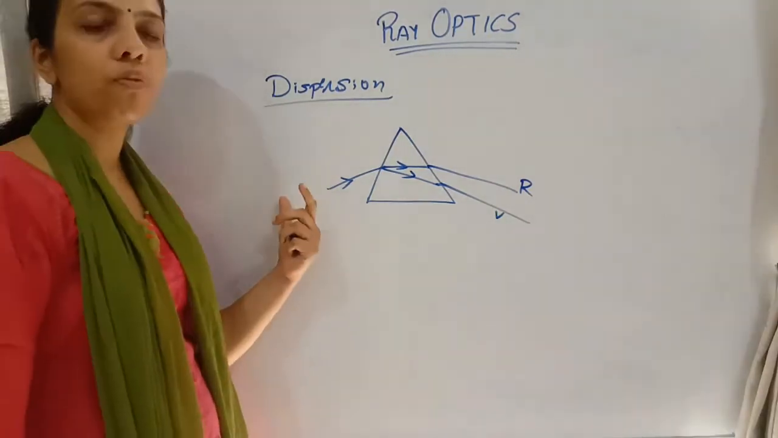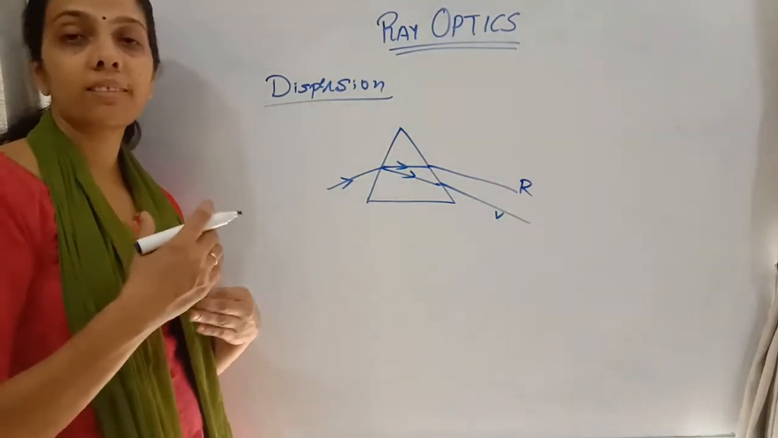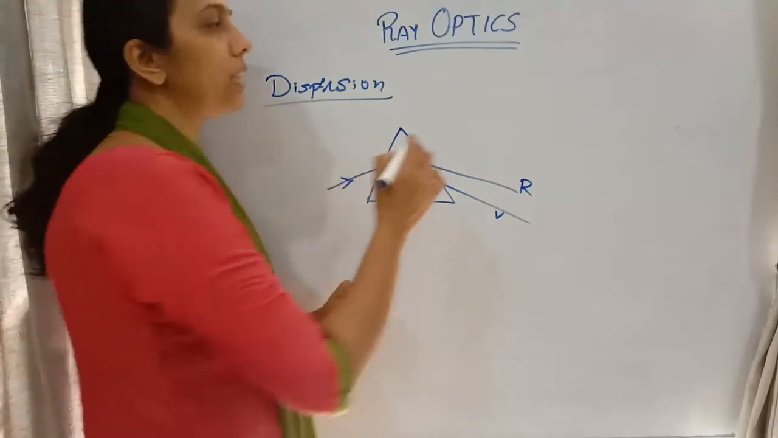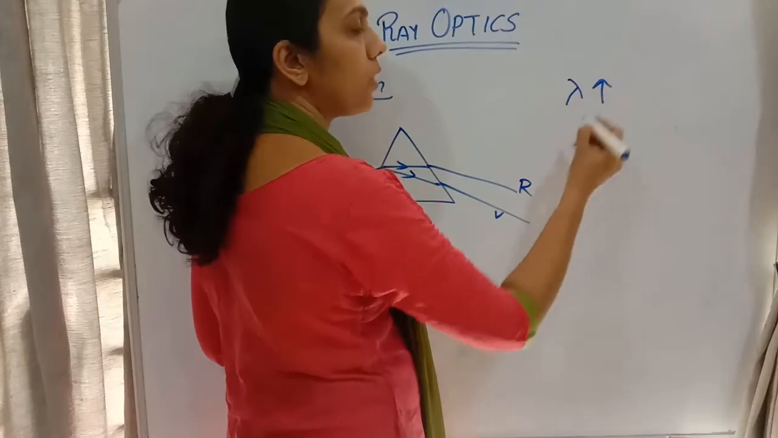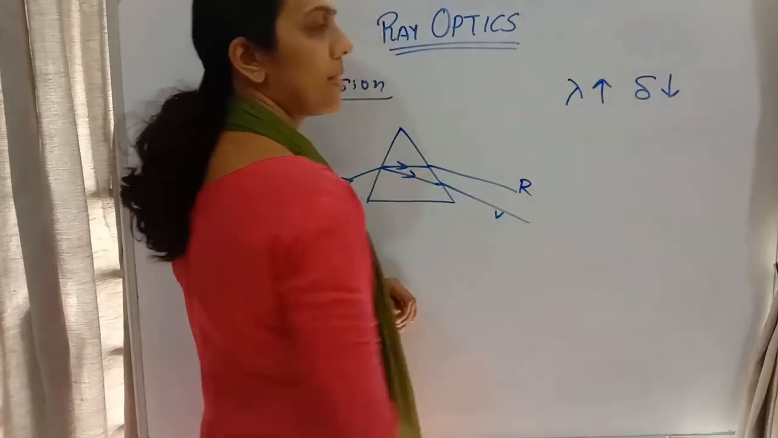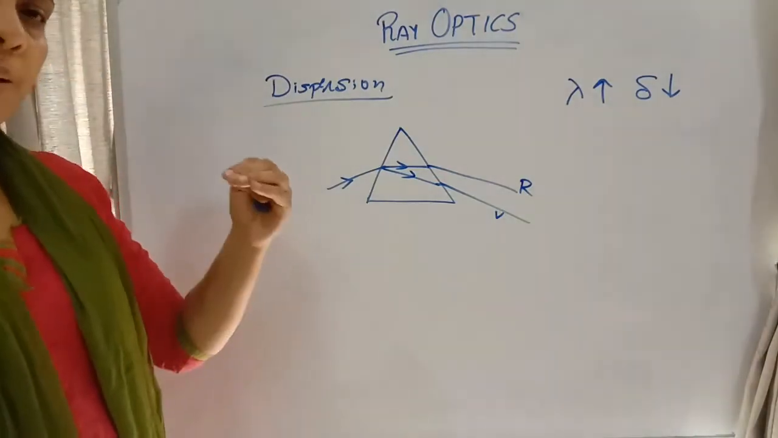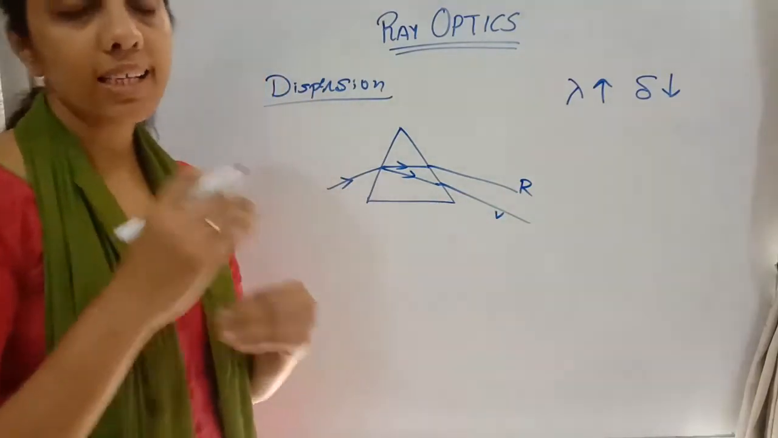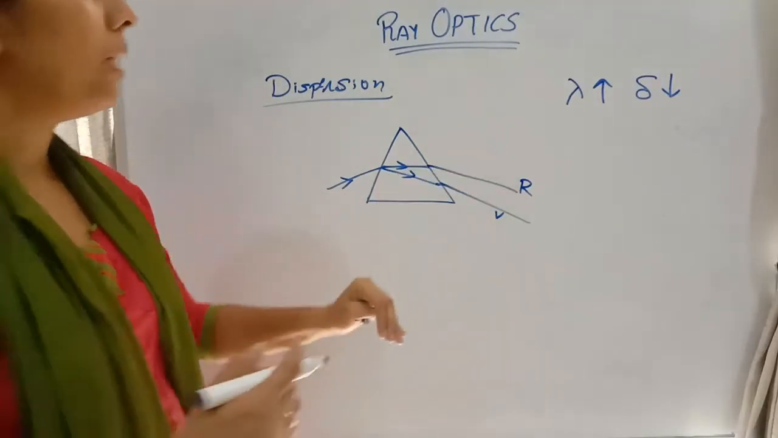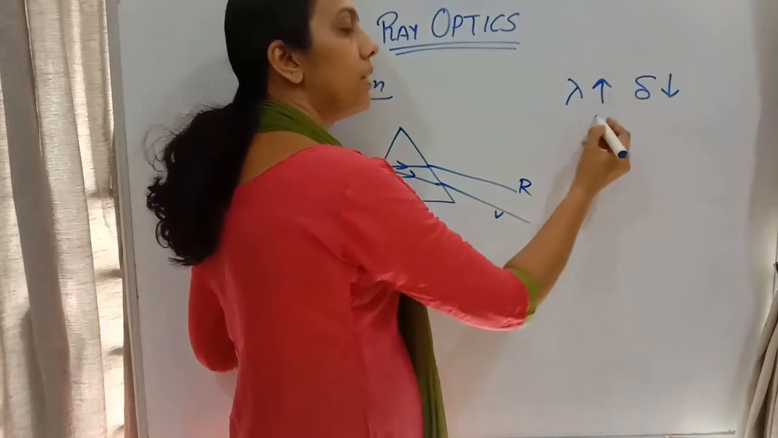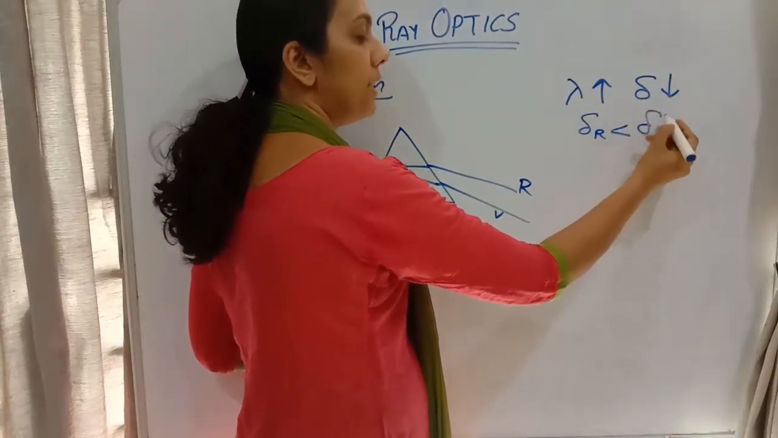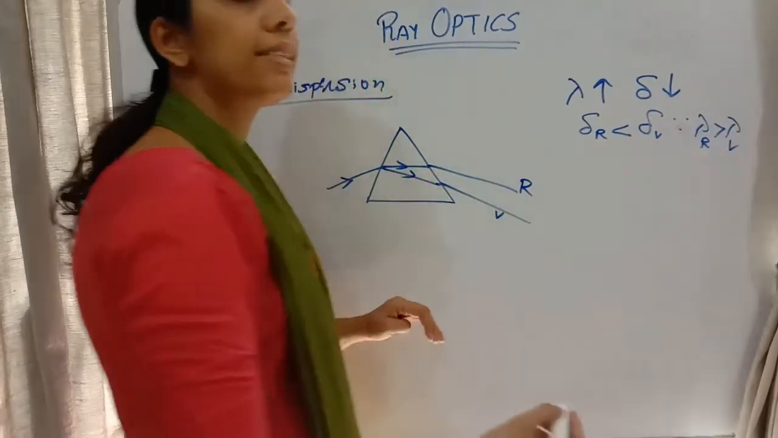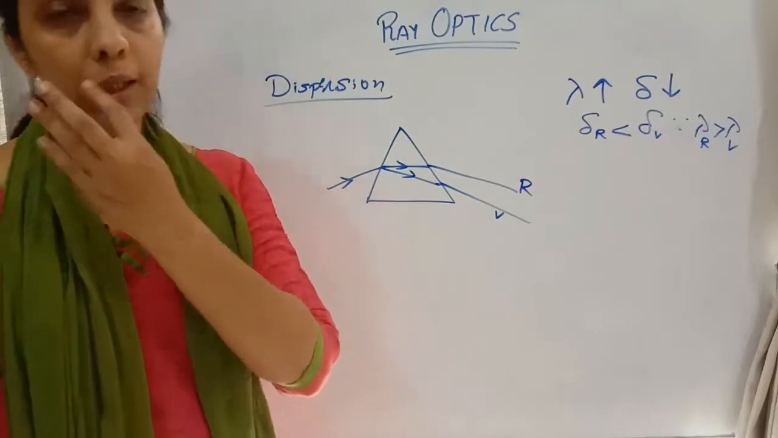Now, deviation depends on which factors? Deviation depends on the wavelength of light. As wavelength of light increases, deviation will become less. Red has the longest wavelength, and violet has a shorter wavelength compared to red. So the deviation of red is very much less than the deviation of violet, since lambda of R is very much greater than lambda of V. That is, lambda and delta are inversely proportional to each other.